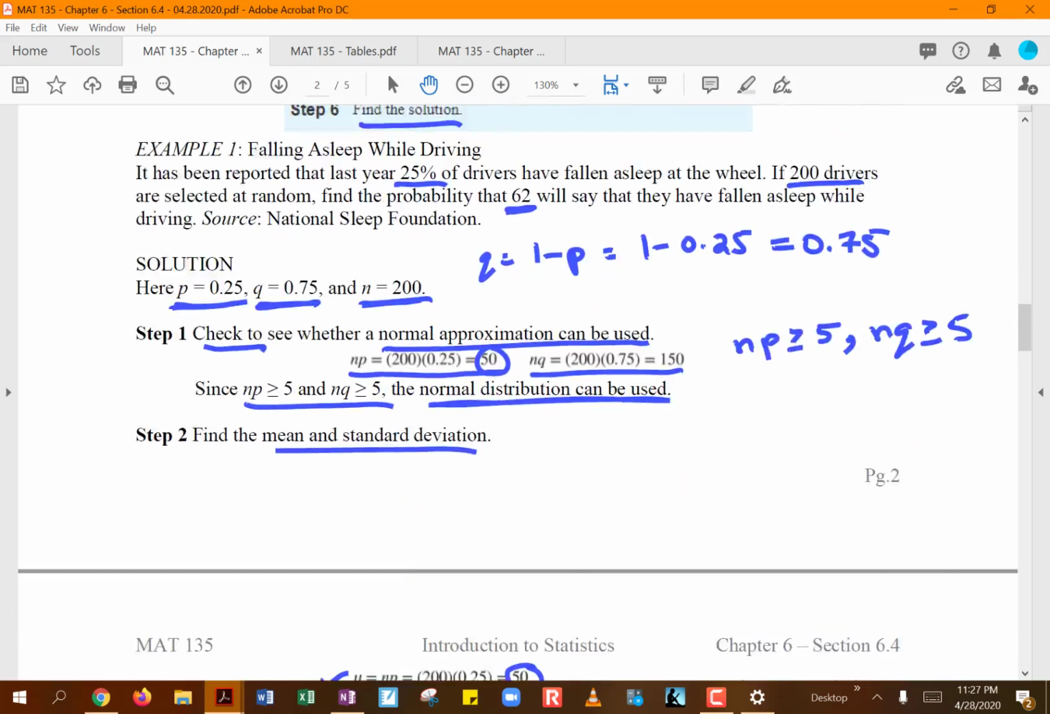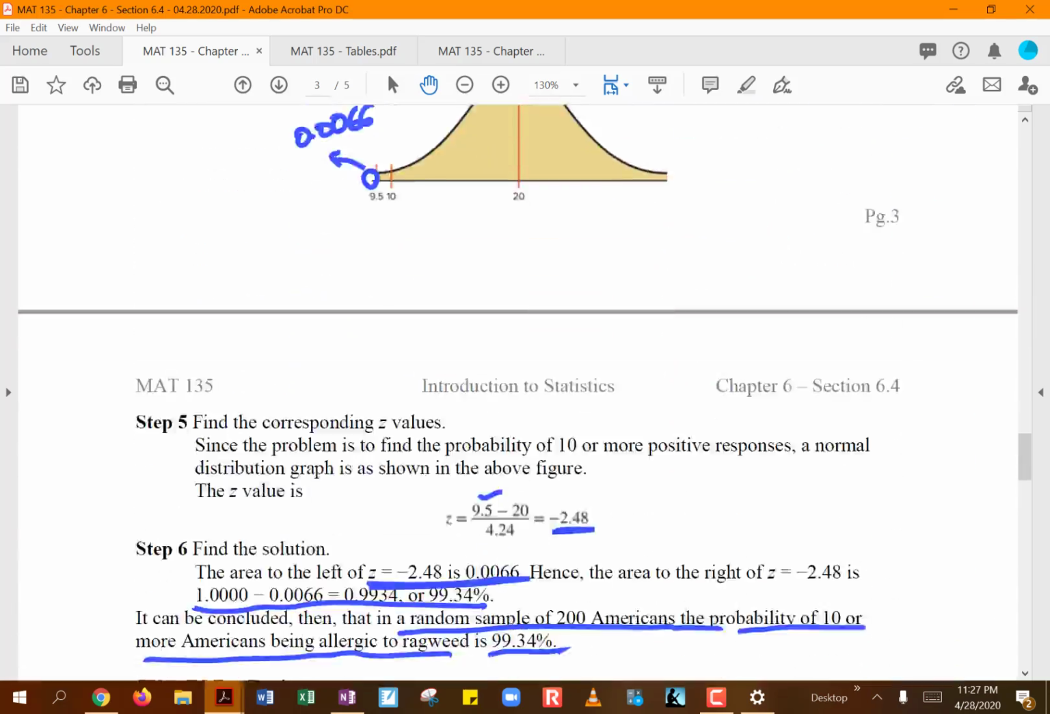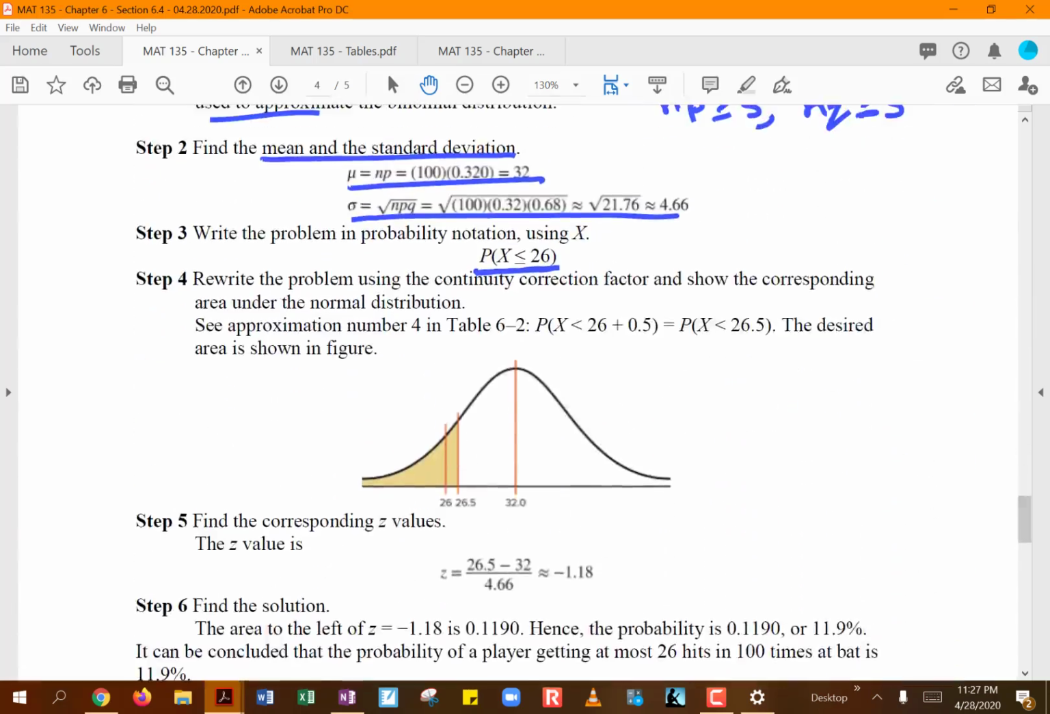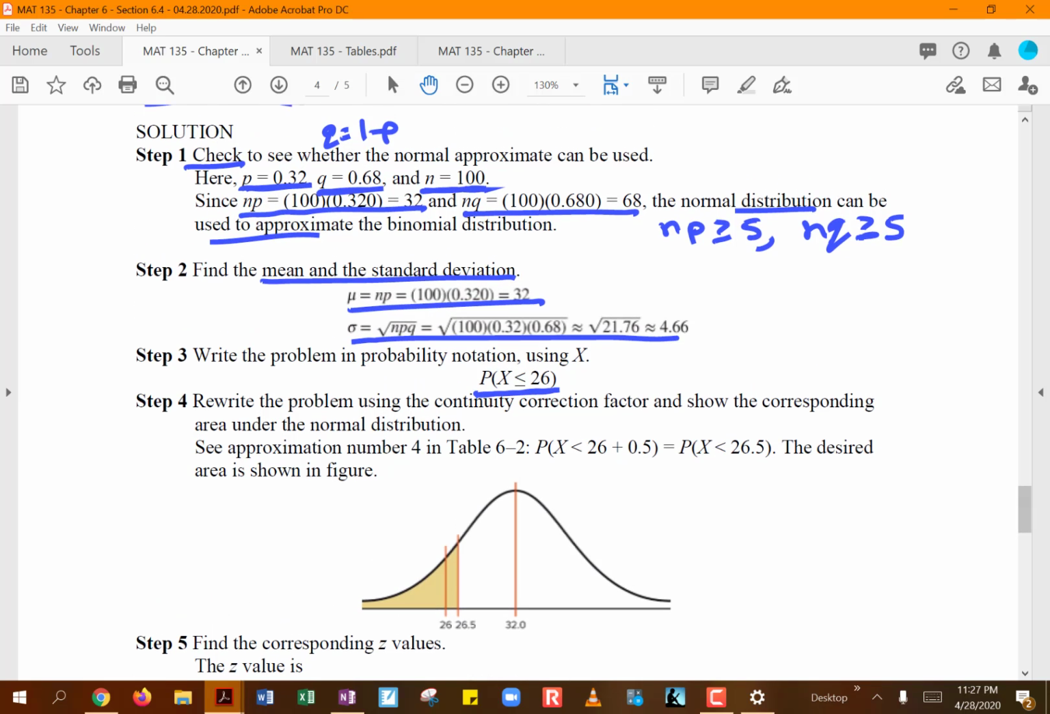So you will see we have taken for our continuity correction the value of 26 and added 0.5 to it. So that means you're looking at P, the probability of X being less than 26.5, and then of course look at the area under our normal curve. So this is the shaded area that we are trying to find the probability for.